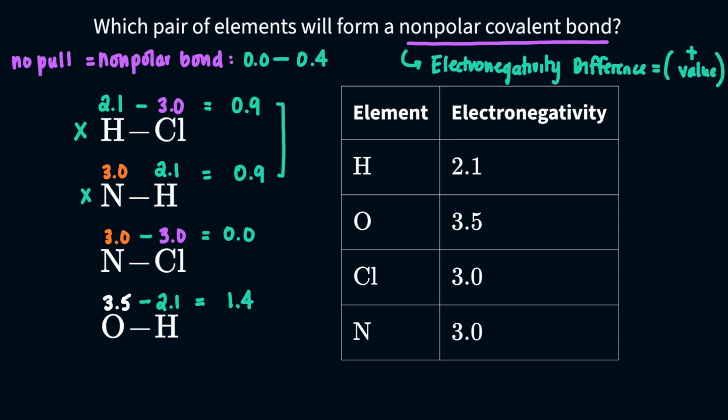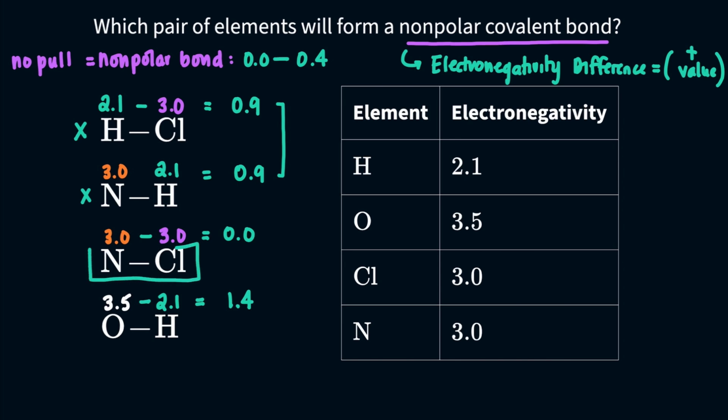Let me know. But anyway, if it's a 3-3 game, nobody won, nobody lost. So the electrons are right smack in the middle. No one element is pulling those electrons towards it. And that's a nonpolar bond. No pull. So we know what the answer is.